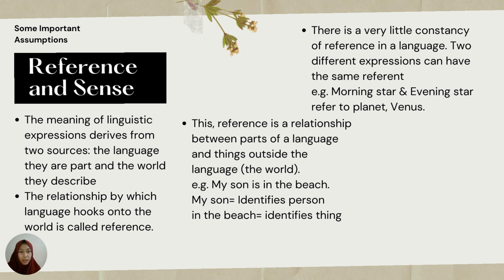Example, my son is on the beach. My son identifies a person and on the beach identifies a place. There is very little constancy of reference in a language. Two different expressions can have the same reference. Example, morning star and evening star refer to the planet Venus.